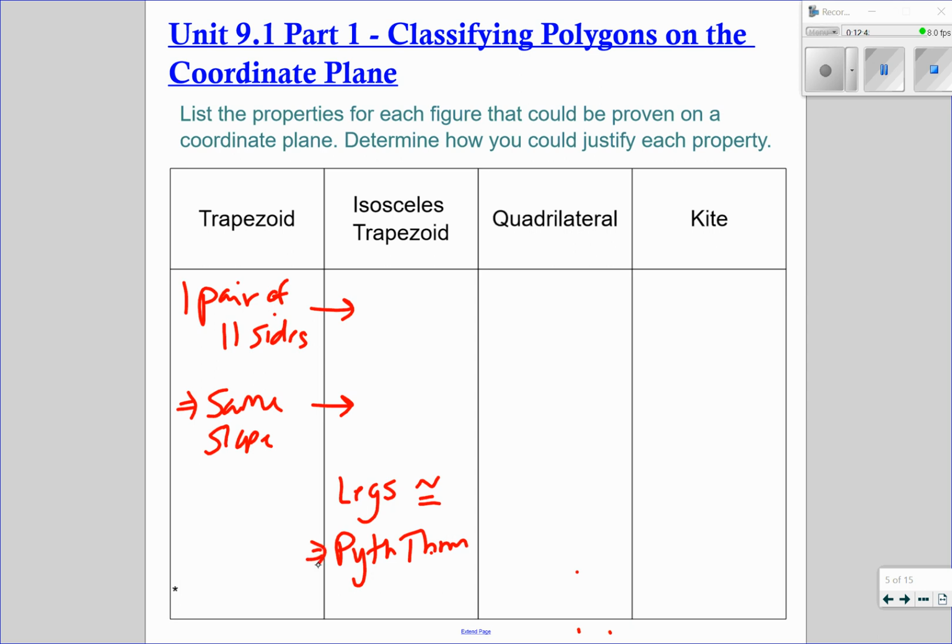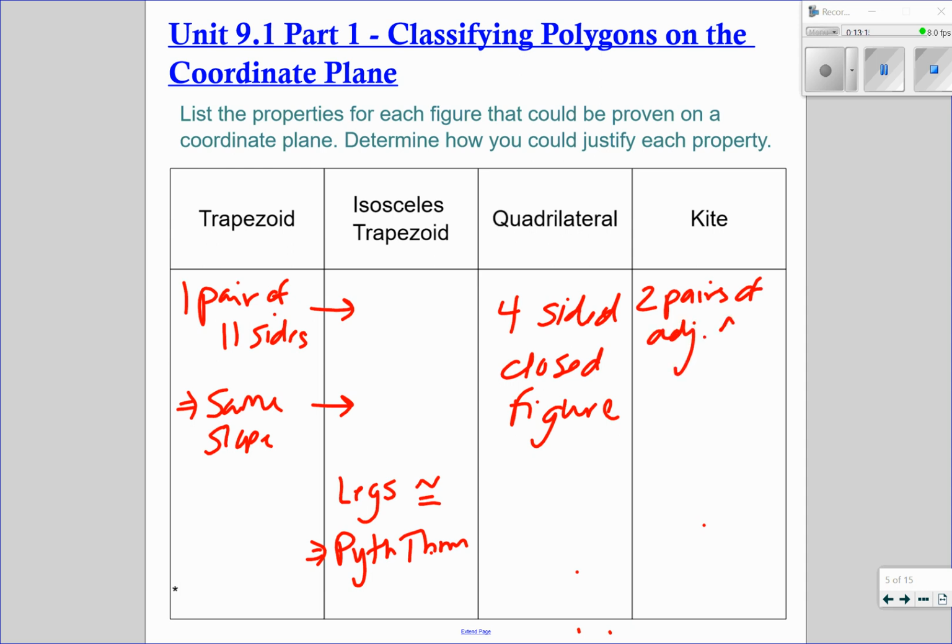For a quadrilateral, all you got to show is that you have a 4-sided closed figure. Just graphing involved on that one. If there's no specifics with the side lengths or with the angle measures, then you just show that 4 sides make a closed figure. For a kite, we would need 2 pairs of adjacent congruent sides. And we would go ahead and show that using Pythagorean theorem.